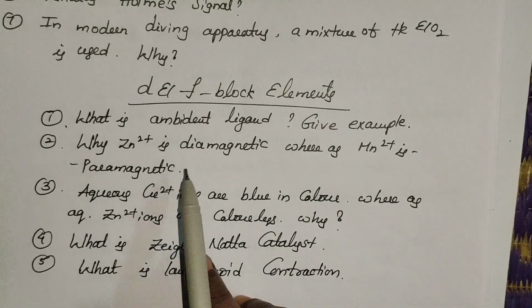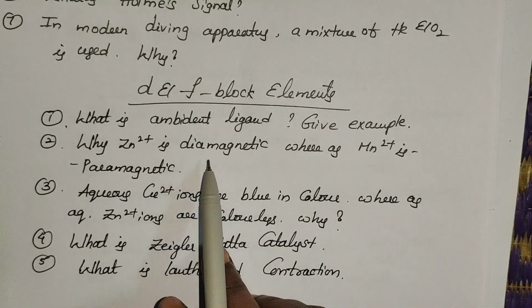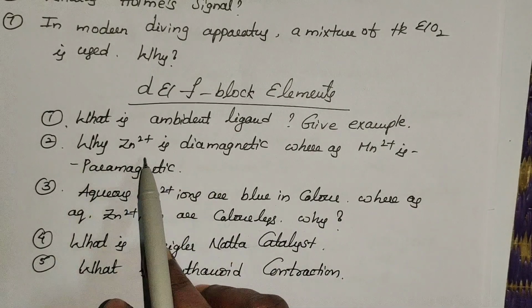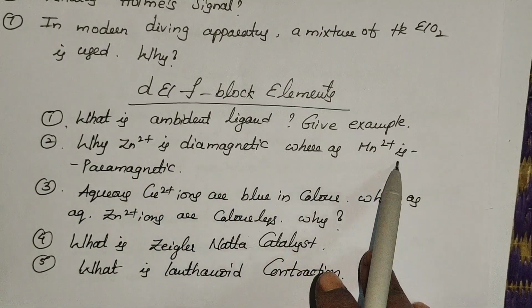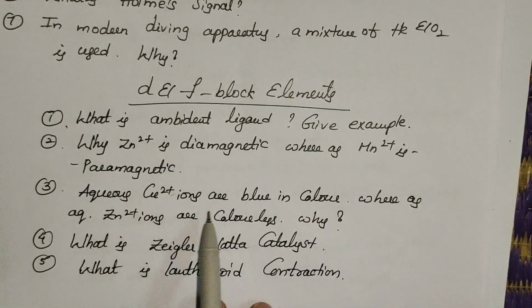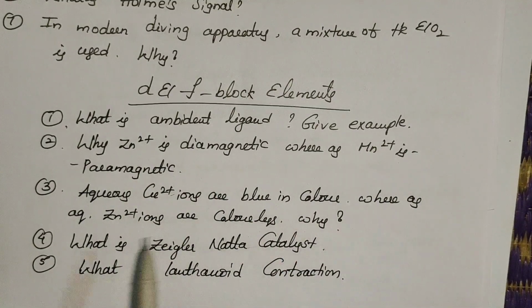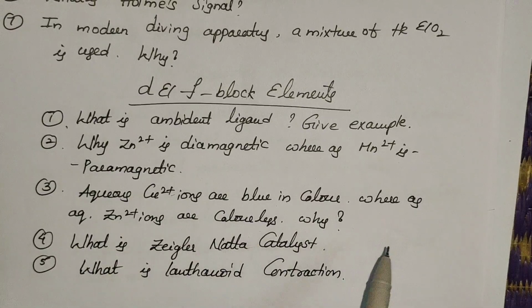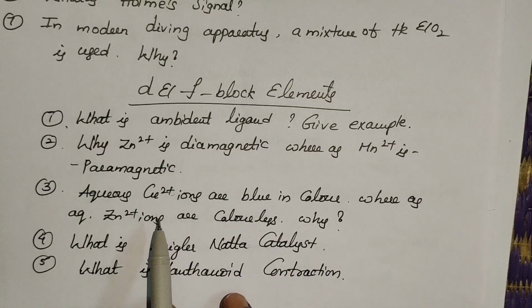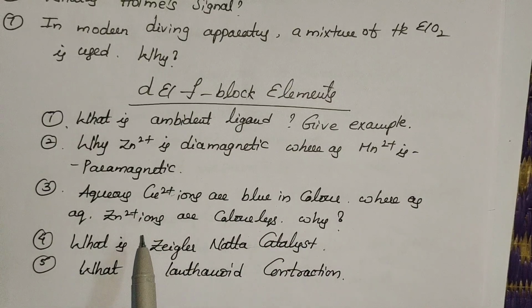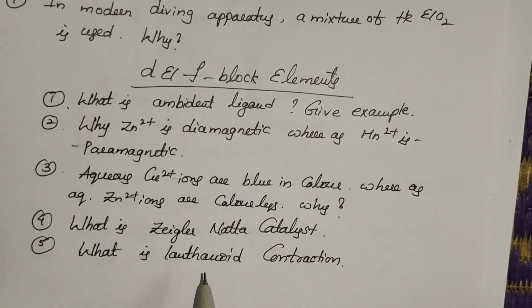Why? Many times I explained, you have to remember the single electron concept. Single electron absent, diamagnetic; single electron present, paramagnetic. Aqueous copper 2+ appears blue in color, whereas Zn 2+ is colorless. Why? Same concept here also. Single electron present in copper 2+; in Zn 2+, no single electron. Next, what is Ziegler-Natta catalyst?